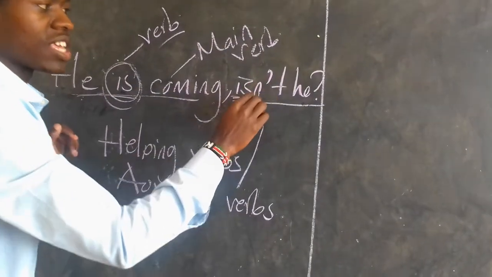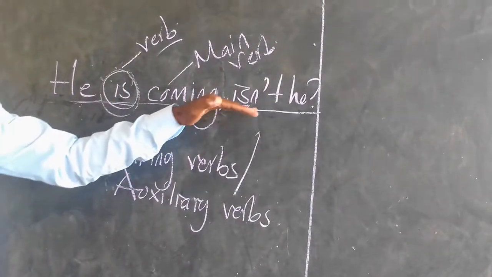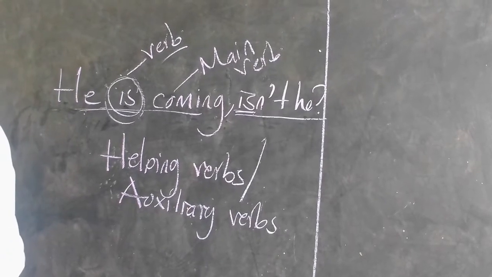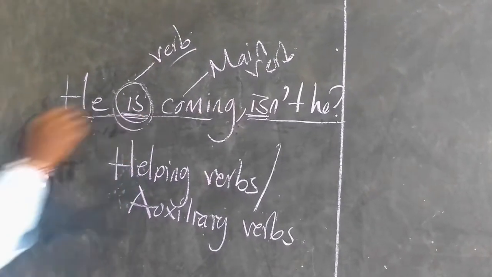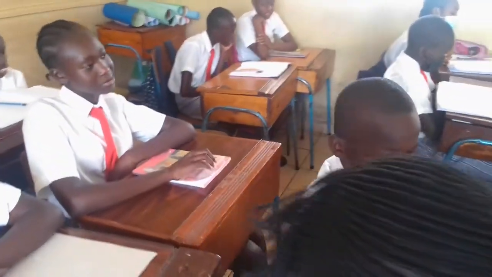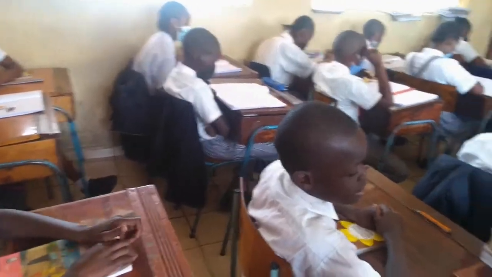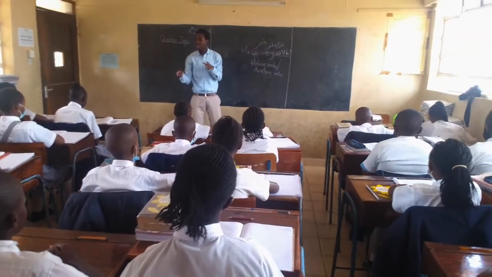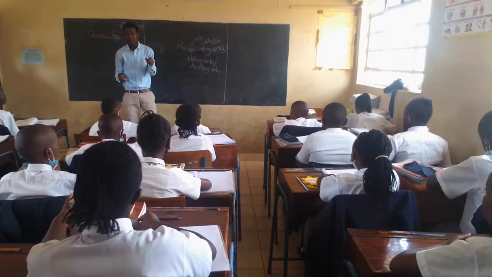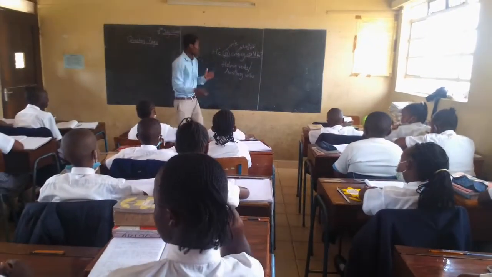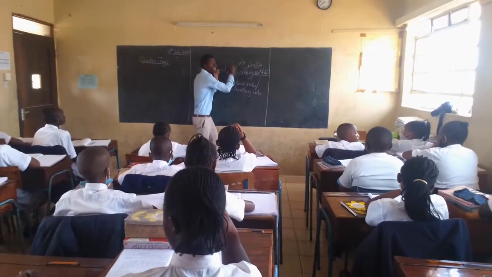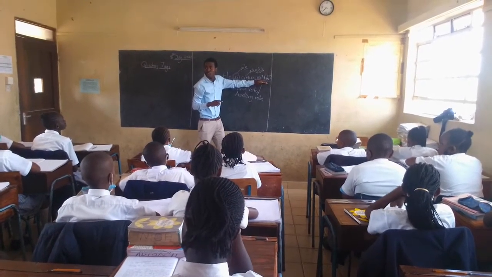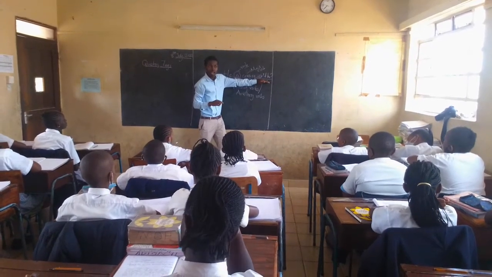Let's come now to this other side. Isn't he? That question tag, isn't he, is formed from an auxiliary verb. And which auxiliary verb am I talking about? It is is. The verb in the statement is repeated in the same tense in the question tag. Are we understanding? That means you are not supposed to change. If the auxiliary verb is in singular, therefore the auxiliary verb in the question tag must also be in singular. Are we understanding? Yes. Good.